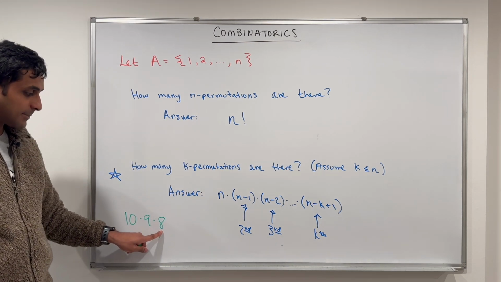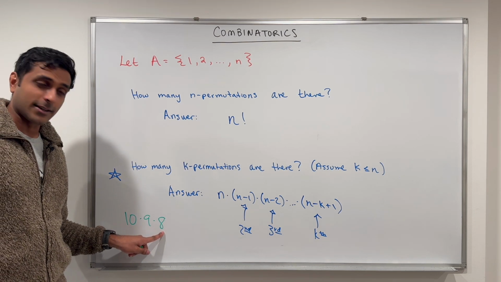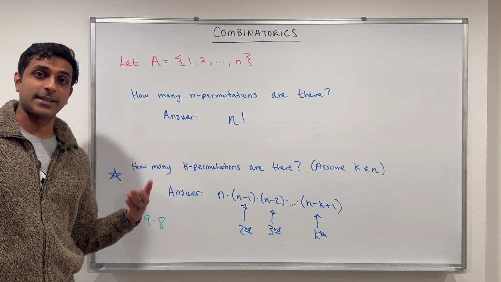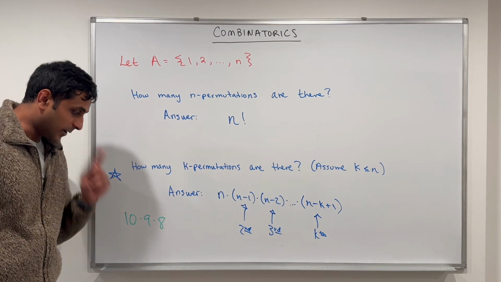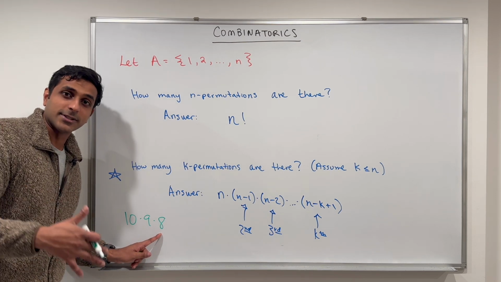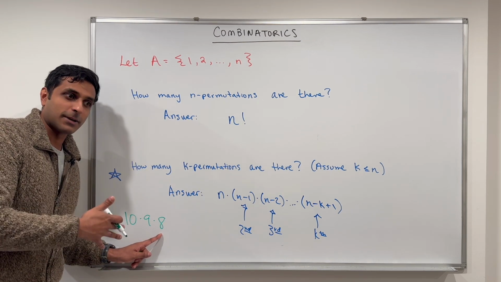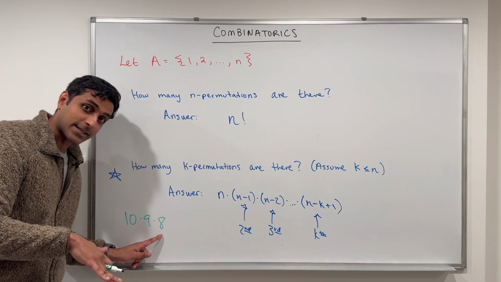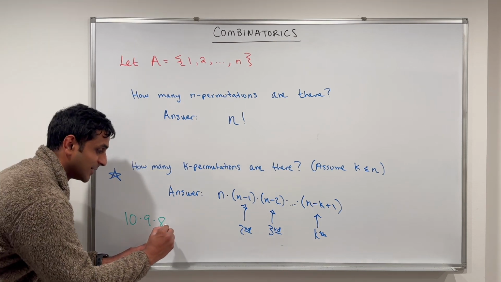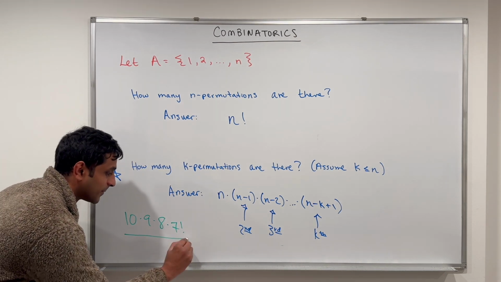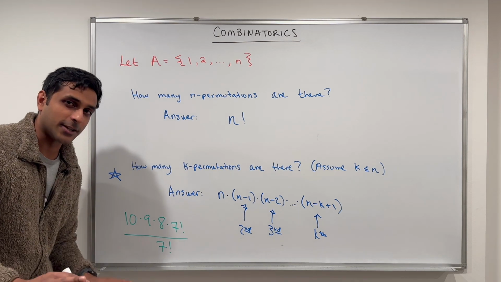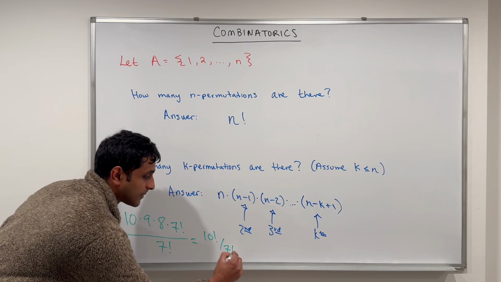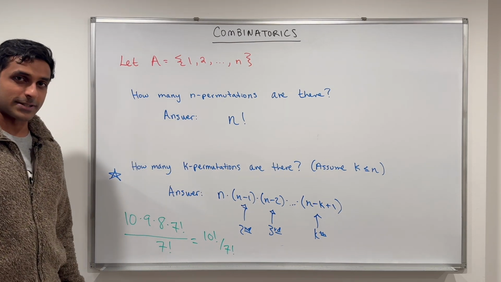So 10 times 9 times 8 kind of looks like it's about to be 10 factorial, but it stops, right? It's missing specifically a 7 factorial. So if you multiply this by 7 factorial, it actually turns into 10 factorial. But you can't multiply it by 7 factorial because then you're changing the number unless you also divide by 7 factorial. So if you multiply and divide by 7 factorial, you haven't changed the number, but you have been able to represent it a little nicer: 10 factorial over 7 factorial.